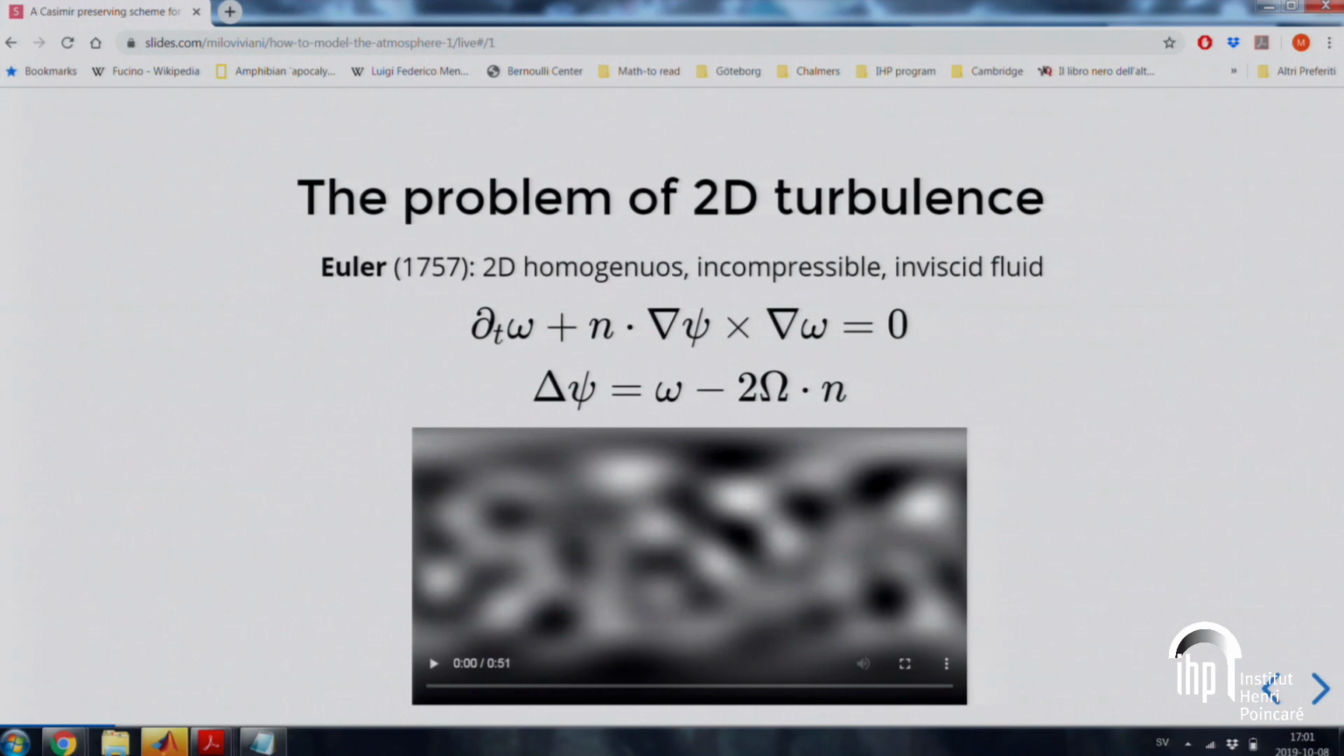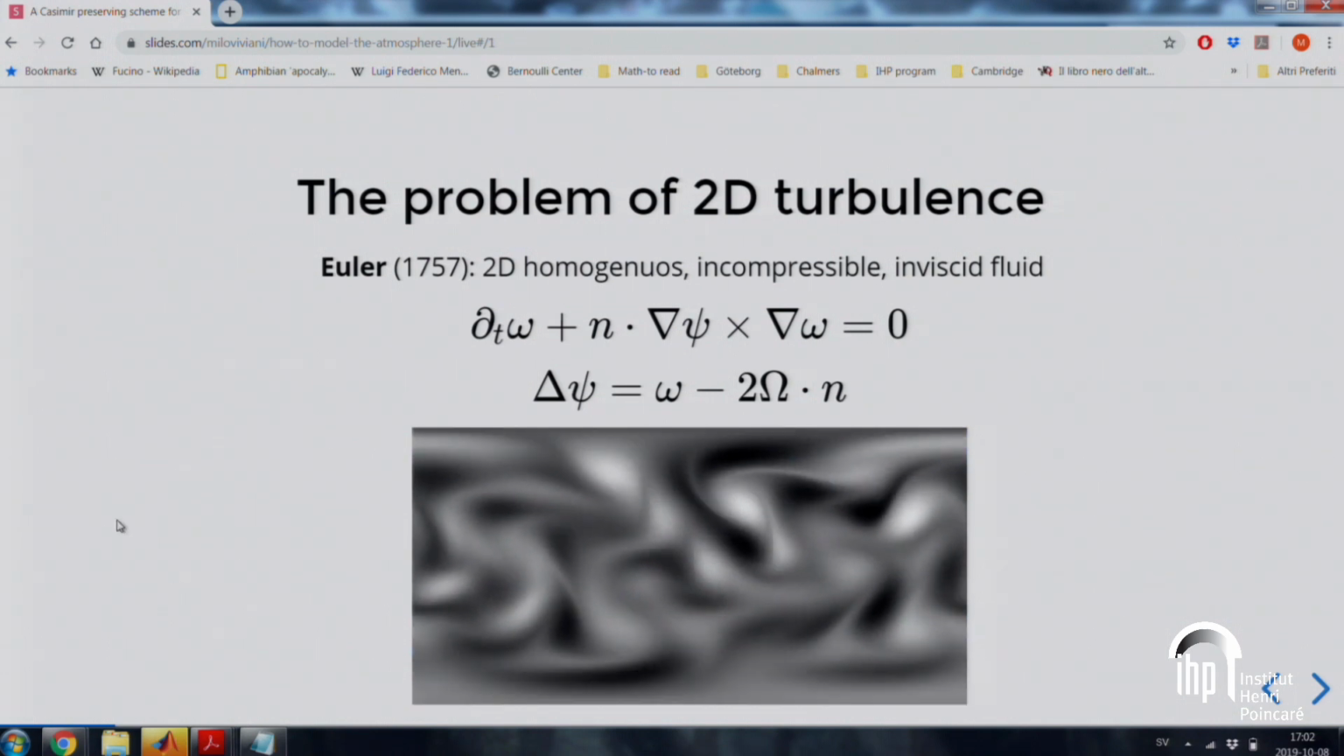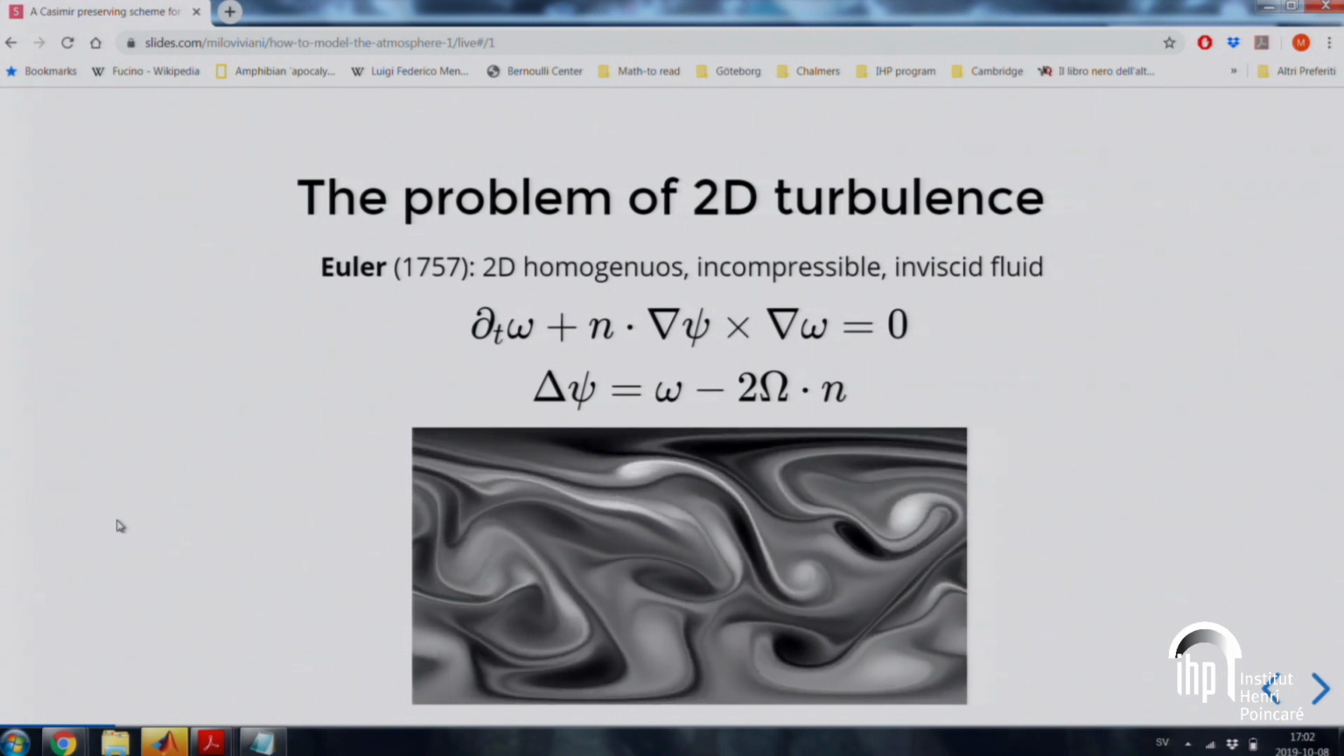So let's start. The problem of the 2D turbulence started in the 18th century with Euler, who proposed the worldwide famous Euler equations. And so here are the equations. And when I talk about the equations, meanwhile I will start the simulation so you will see what these equations cause in the evolution.